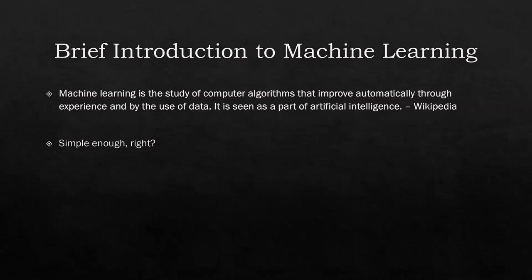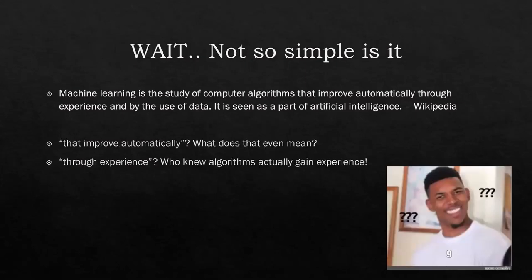So what is machine learning? Basically, Wikipedia's definition is really simple. Machine learning is the study of computer algorithms that improve automatically through experience and by the use of data. That seems quite simple, right? But what does that actually mean? What does automatically mean? And through experience, I mean, applications or computers or code can get experience. There must be more to it, right?